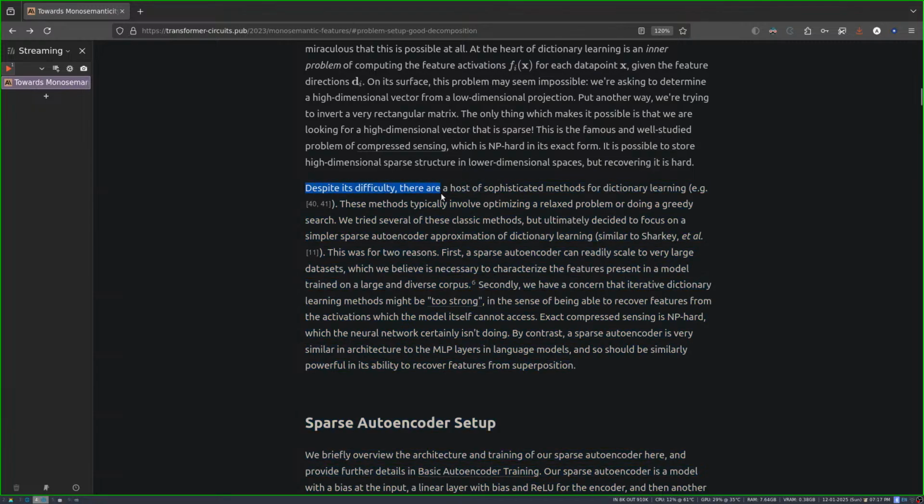Despite this difficulty, there is a host of sophisticated methods for dictionary learning. These methods typically involve optimizing a relaxed problem or doing greedy search. We tried several of these classic methods, but ultimately decided to focus on a simpler sparse autoencoder approximation of dictionary learning.